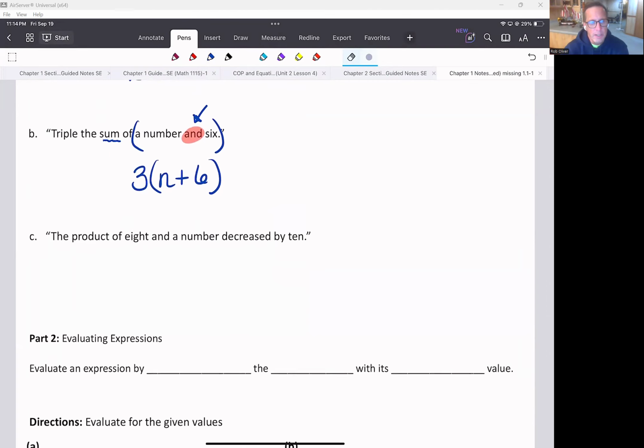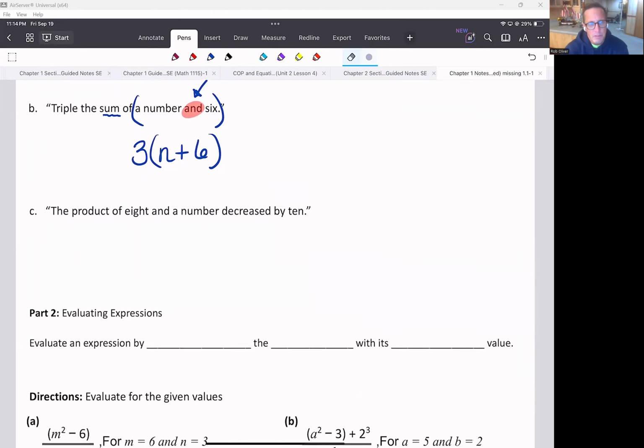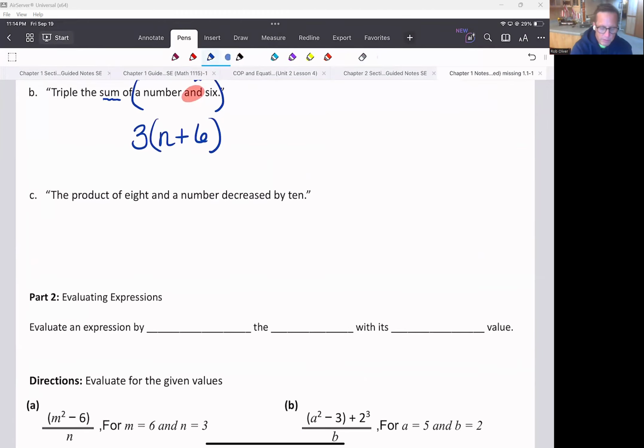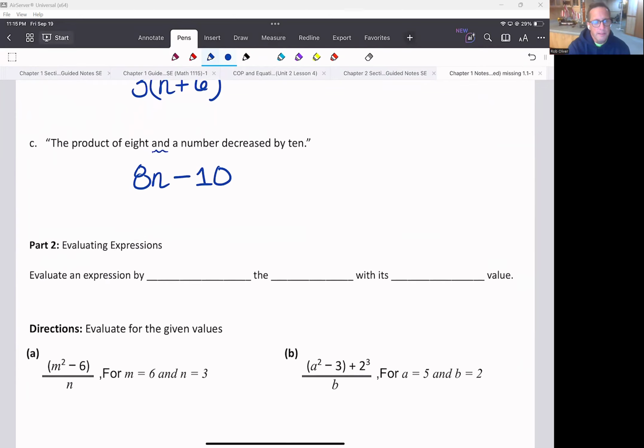All right, for C, the product of 8 and a number decreased by 10. Now this has and in it, but in this case, it's just a product of 8 and a number. So that just means we're doing 8n. The product of 8 and a number decreased by 10 means minus 10, right? If we want to put parentheses around that, you can. It doesn't really change or affect the problem in any way. But that's an example where and just is what it is.